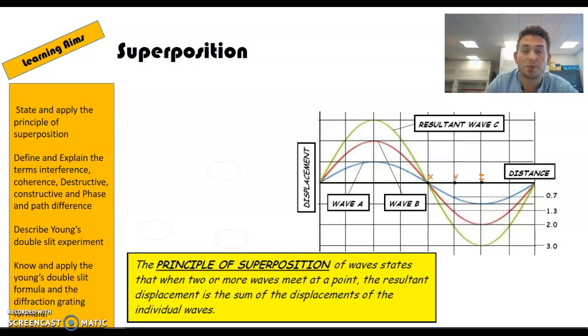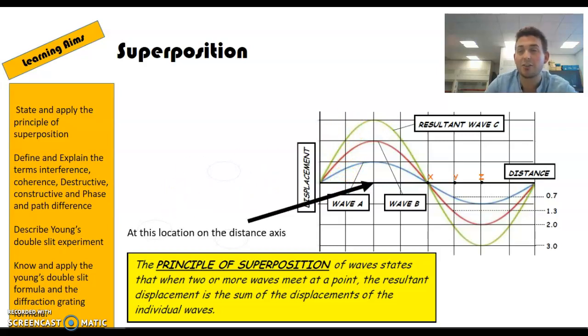Right, okay, so superposition is this cool thing that if you've got two waves and they overlap on top of each other, they can add to each other. It basically states this. The principle of superposition of waves states that when two or more waves meet at a point, the resultant displacement, which is the value that it is on the y-axis, is the sum of the displacements of the individual waves. Now that basically means at any given point, the sum adds up, like this.